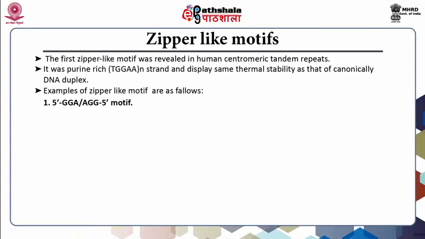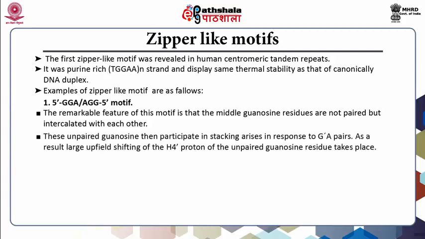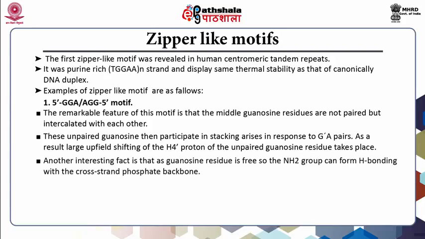First, the 5' GGA, AGG 5' motif. The remarkable feature of this motif is that the middle guanosine residues are not paired, but intercalated with each other. That is wonderful. These unpaired guanosines then participate in stacking that arises in response to GA pair. As a result, a large upfield shifting of the H4 position of the unpaired guanosine residue takes place. Another interesting fact is that as the guanosine residue is free, the amino group can form a hydrogen bond with the cross-strand phosphate backbone.